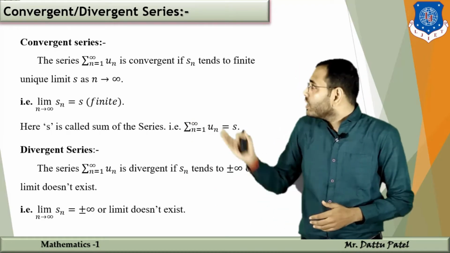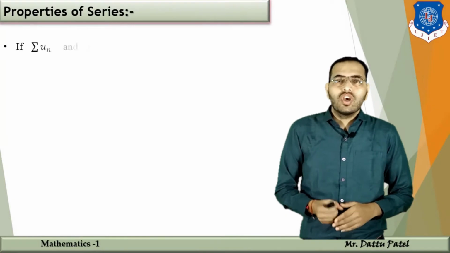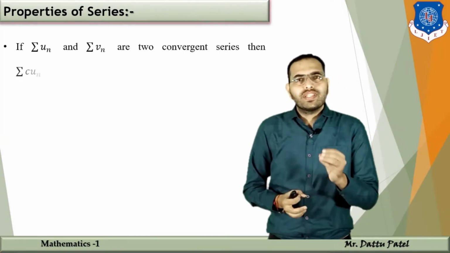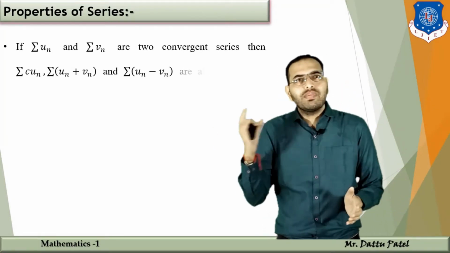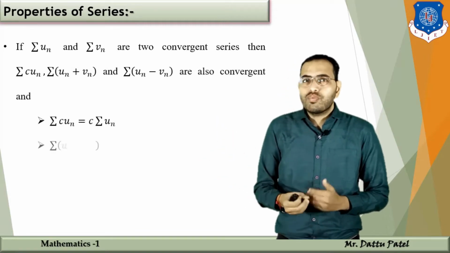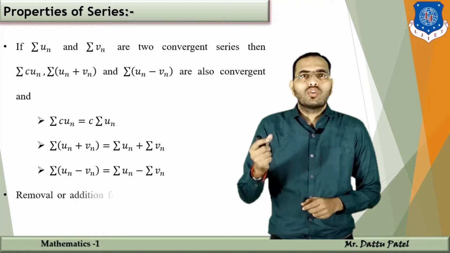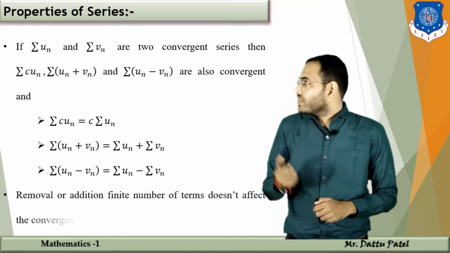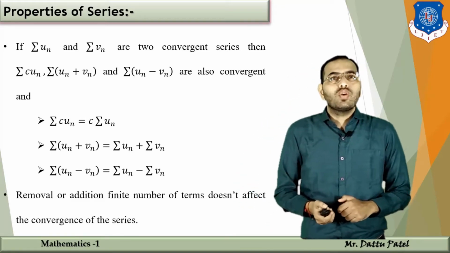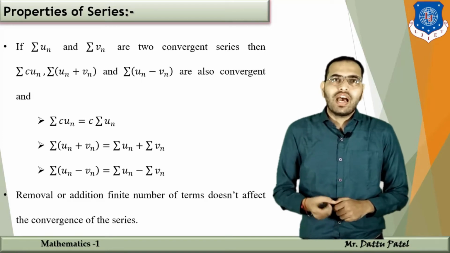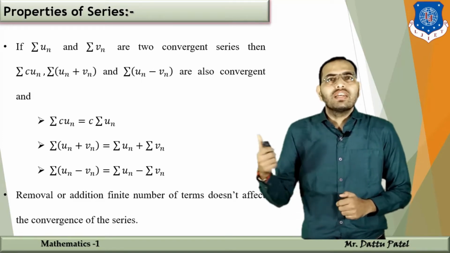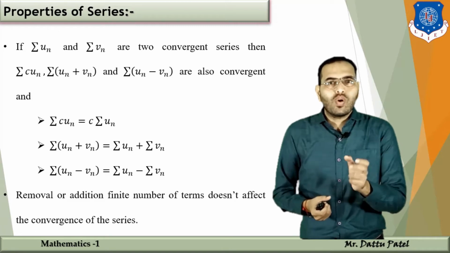Now let's see a few properties of the series. You are all aware of the basic properties of sequences. Similarly, there are a few properties of series. If sigma un and sigma vn are two convergent series, then sigma c un, sigma un plus vn and sigma un minus vn are also convergent, where c is any constant.